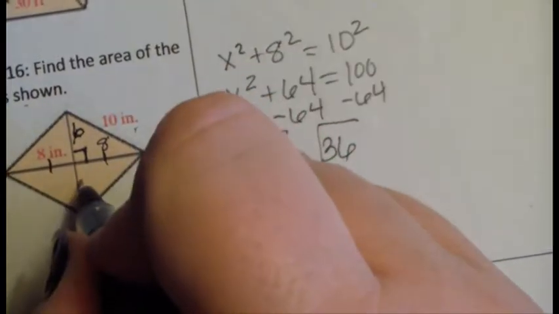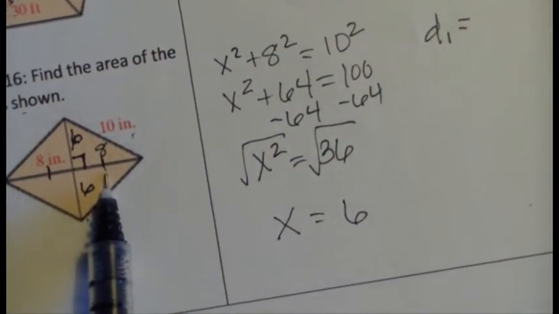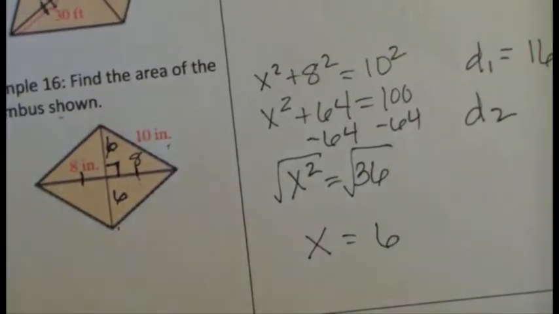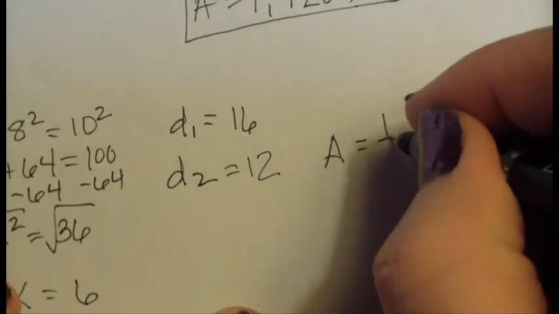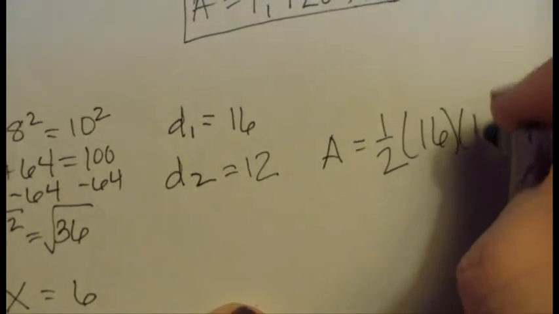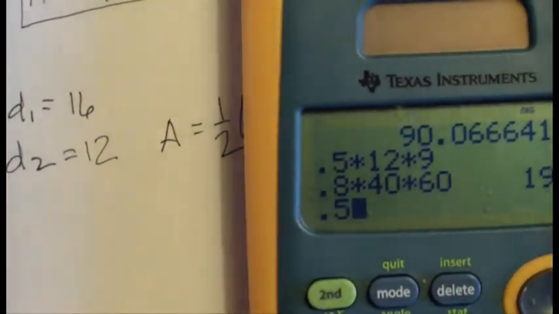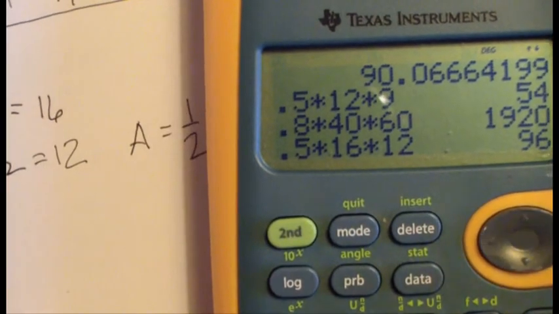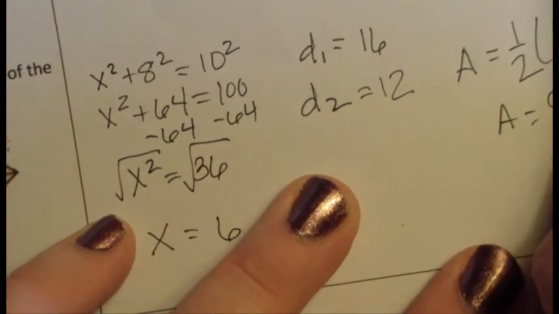So this is 6, and that is 6. So diagonal 1 we know is 8 plus 8, which is 16. Diagonal 2, we just figured out, was 6 and 6, which is 12. And so our area is going to be 1/2 times 16 times 12. 0.5 times 16 times 12 is 96. So our area, 96, that's inches squared.